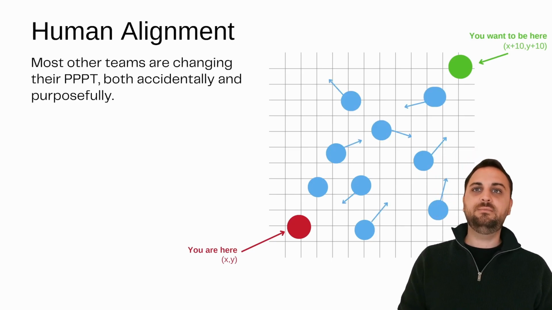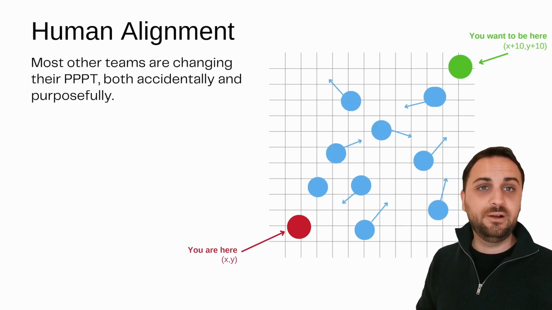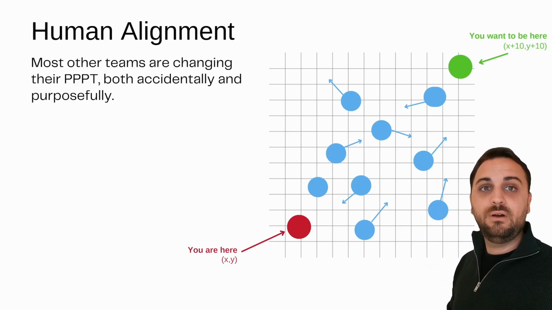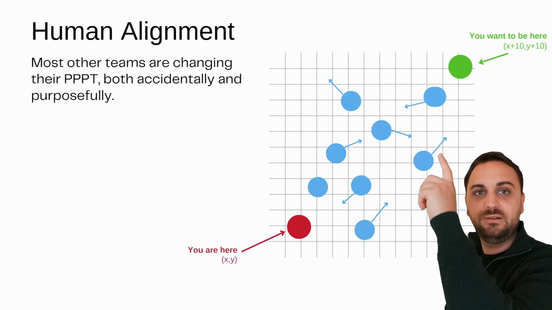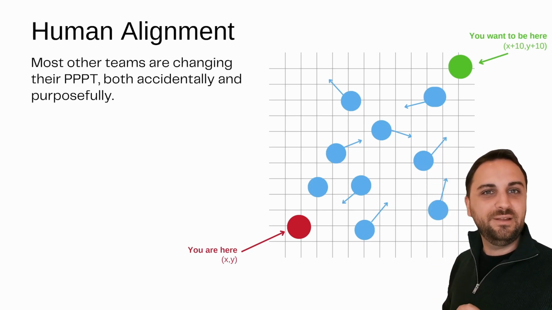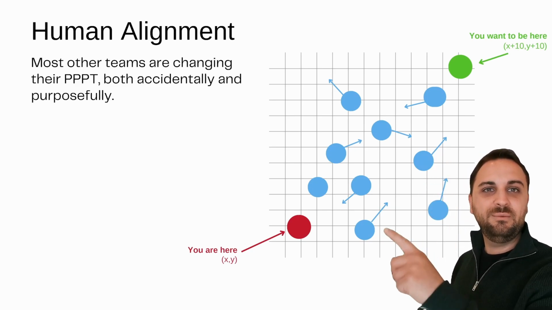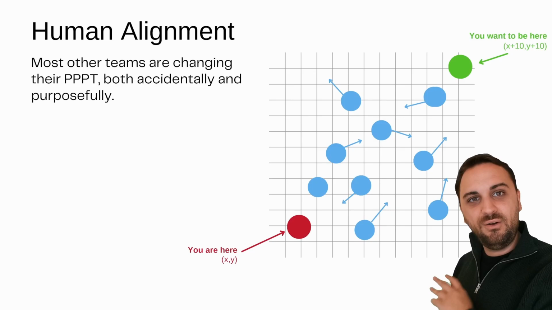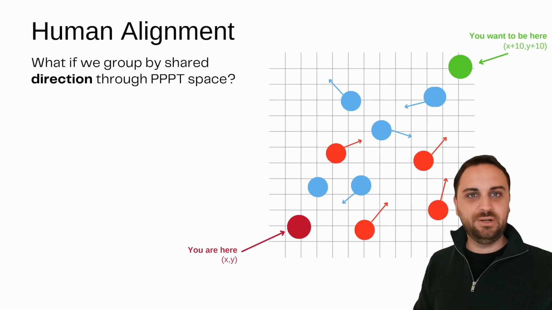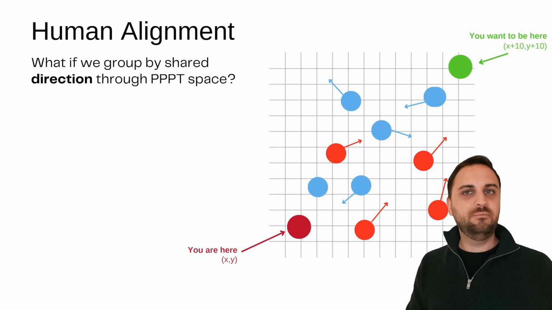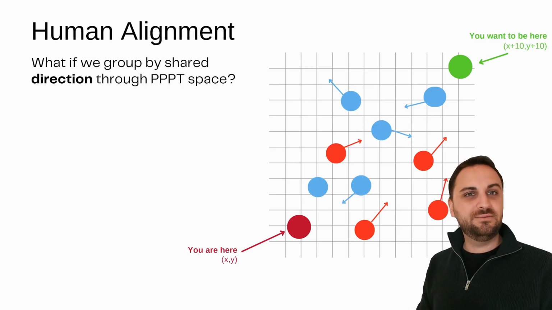But what about this? Think about this. Your team is not the only team trying to make a change. All those other teams are on their own independent journeys somewhere. Just because a team is where you want it to go doesn't mean they want to be there. And just because a team's near you doesn't mean they want to go in the same direction either. They all want to go in different directions. So what if you group by shared direction through PPPT space? Because they all want to go on the same transformative journey. You can work with them to become the thing.